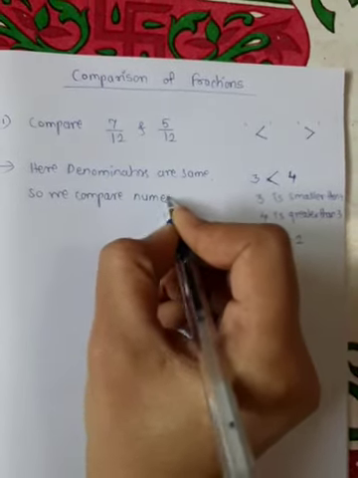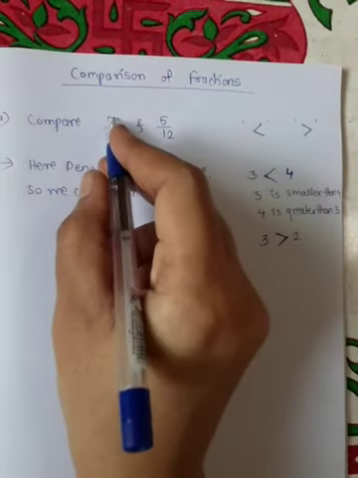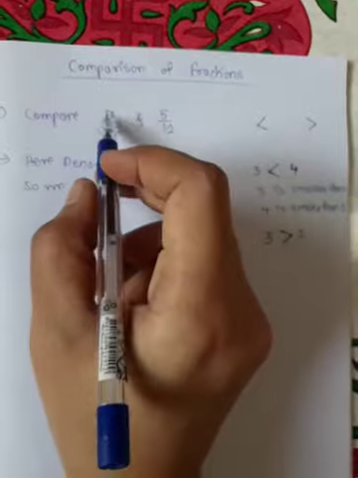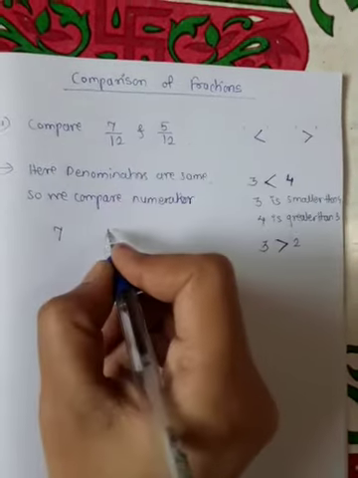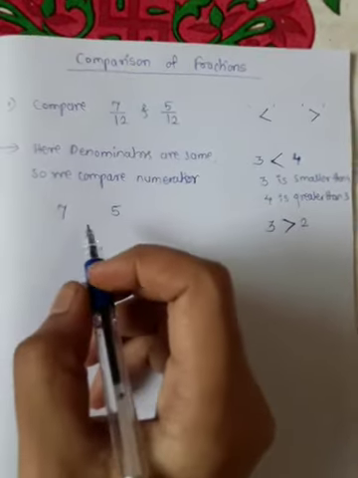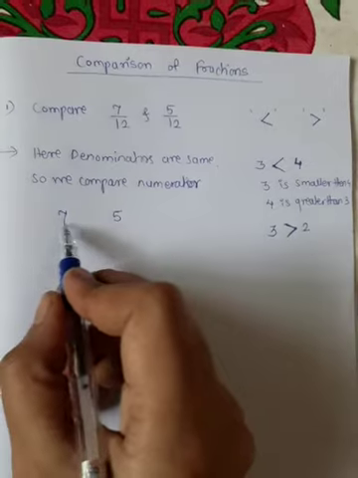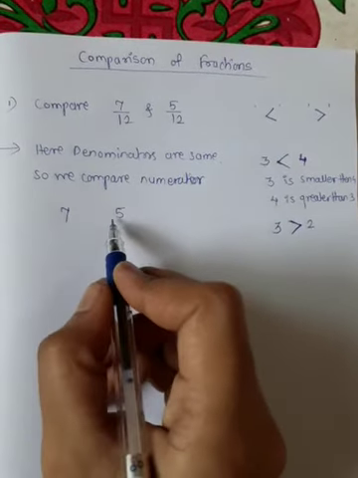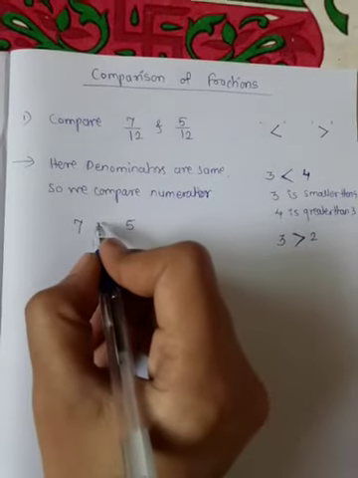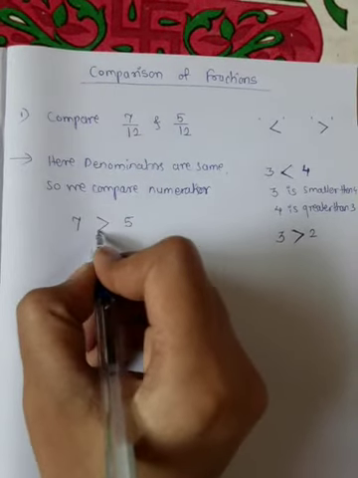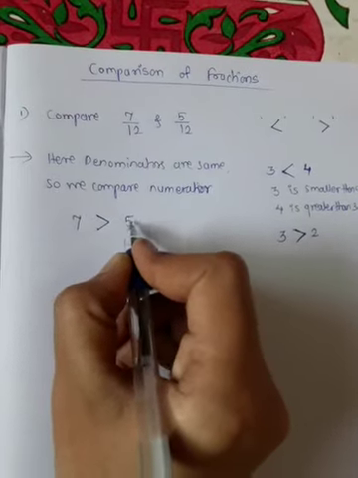Now see, the numerator of the first fraction is 7. This is the numerator and this is the denominator. The numerator of the first fraction is 7. The numerator of the second fraction is 5. So tell me which number is greater and which number is smaller. 7 is greater and 5 is smaller. So we have to write this sign: 7 is greater than 5.